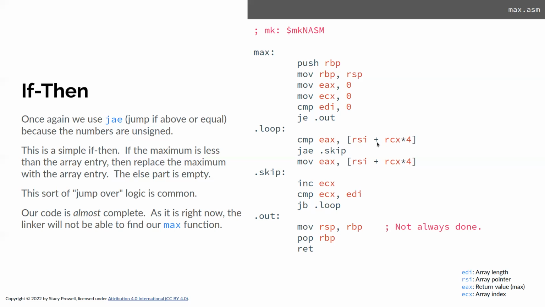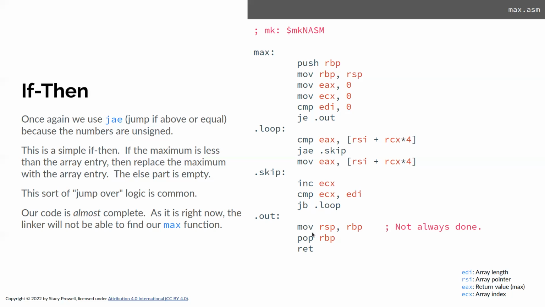That gives me the location of the RCX element, and I compare that to EAX. And if EAX is above or equal to what's in the array at that point, then I jump over this little move. So I skip. I just come down here and I increment and go on the loop again. But if EAX, which is our max, is not above or equal, in other words, it's below this value, then I take that value from the array and I move it into EAX. So I set my max equal to that. And that's it. So here's the code that will do that.